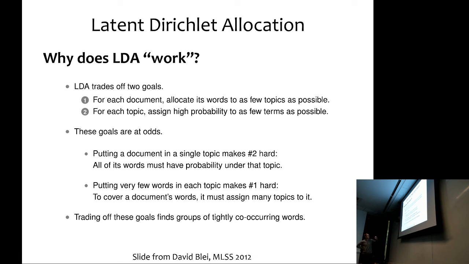By contrast, putting very few words in each topic, meaning very few words with high probability, makes number one difficult, right? Because in order to cover a document's words, it actually has to assign many topics to it. So trading off these goals finds groups of tightly co-occurring words. And it's this process of finding these tightly co-occurring words that gives rise to these sort of beautifully interpretable topics.